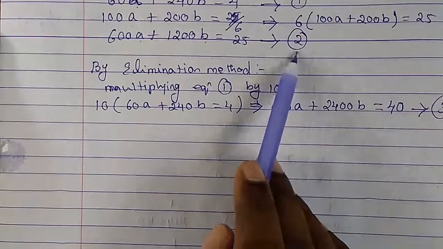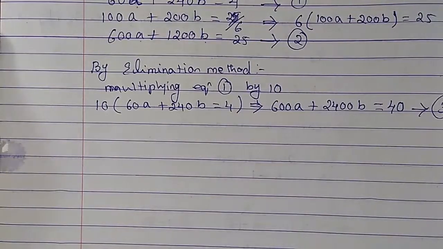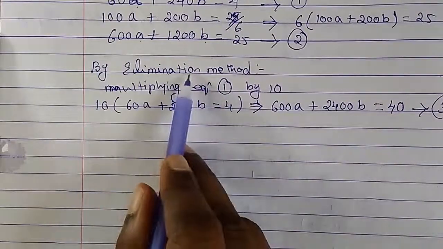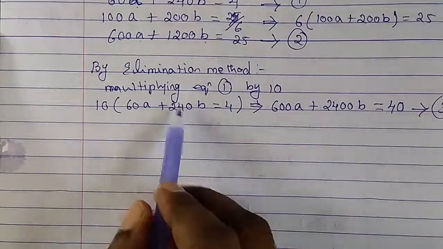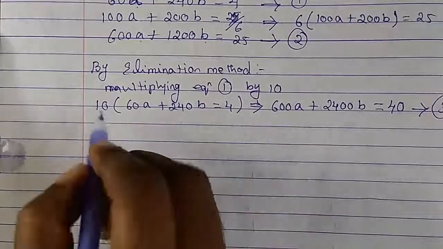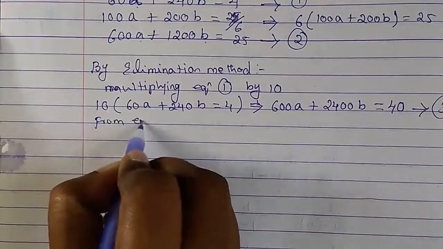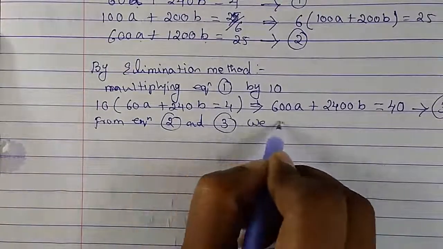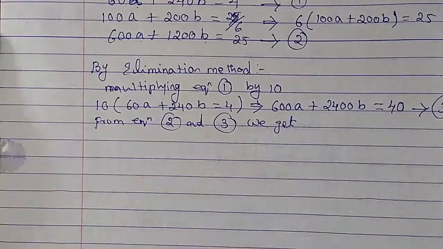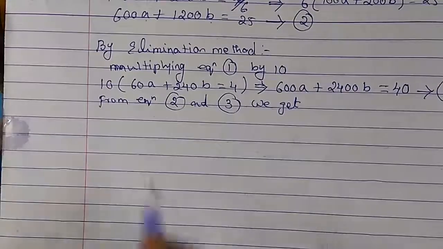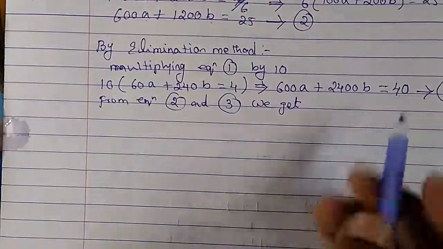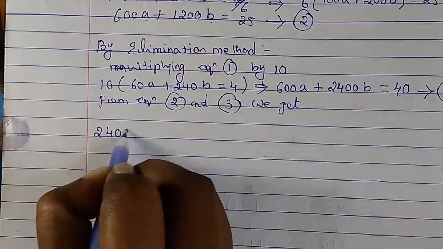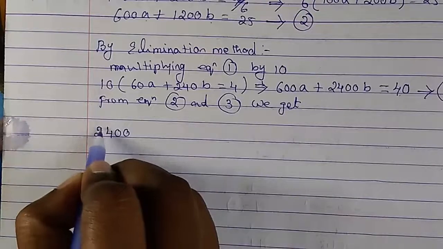So now from equation 2 and 3 we will subtract, because we have to eliminate. For the elimination method we have to subtract. So from equation 2 and 3 we get, which is the biggest one? Equation 3 is the biggest, so let's write down equation 3. 600a here.